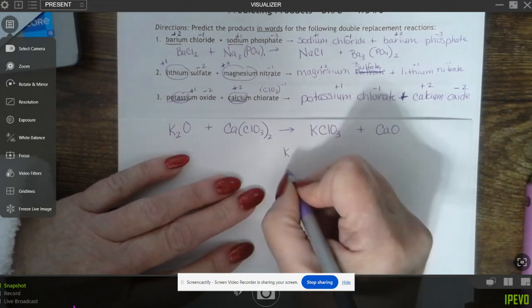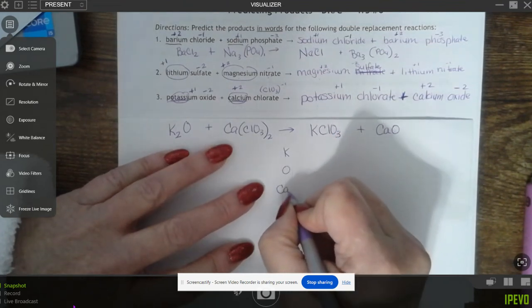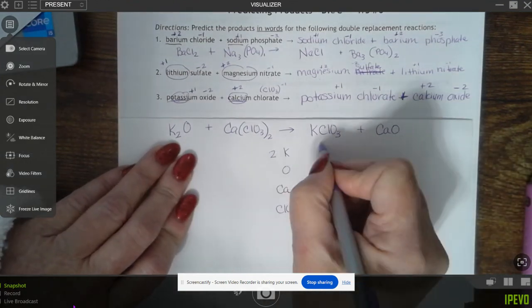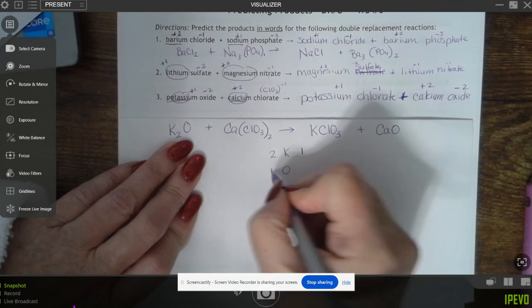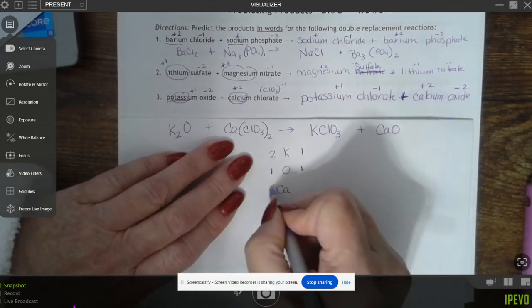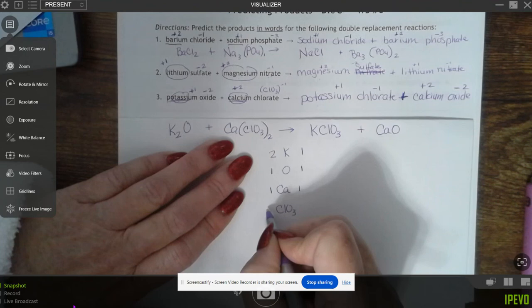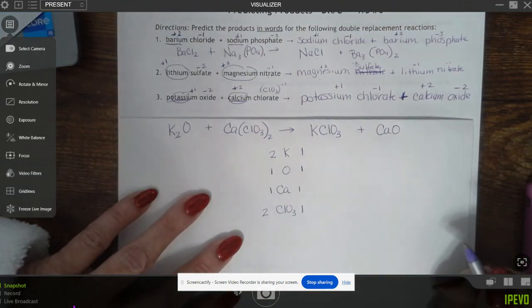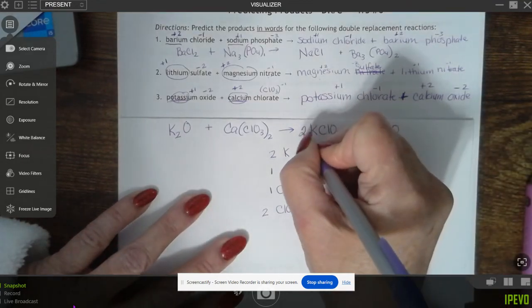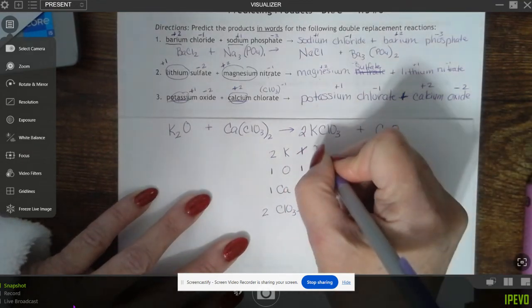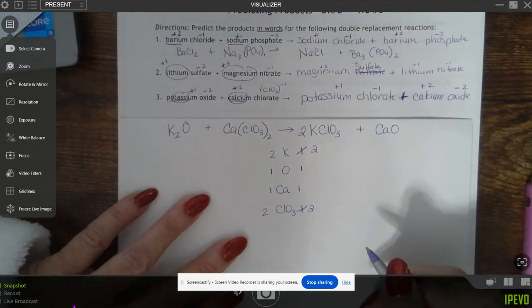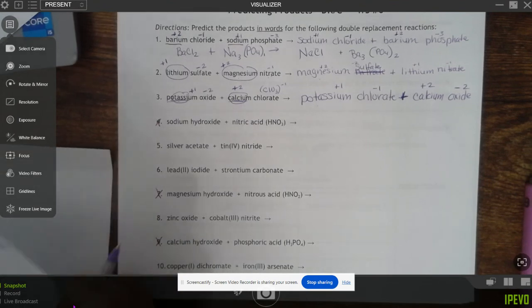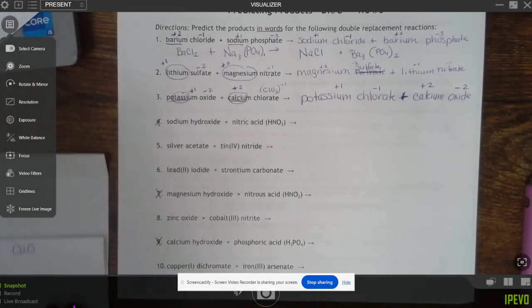All right, now let's balance. I've got potassium, I've got oxygen, I've got calcium, I've got chlorate. So I've got 2 potassium, 1 potassium, 1 oxygen, 1 oxygen, 1 calcium, 2 chlorate, 1 chlorate. Oh, good. This is another one that's not terrible. I can just put a 2 here, and my equation is balanced. All right. We are going to skip number 4. So number 5.